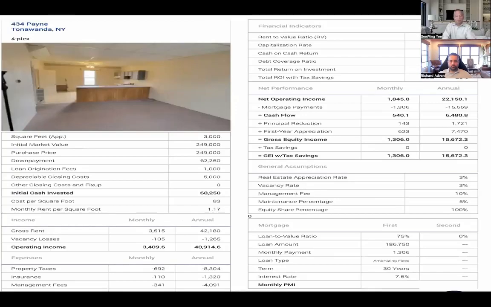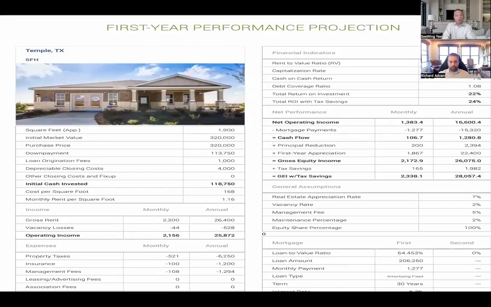Another property in Midwest. This is a fourplex at $249K. The gross rent on all 4 doors is $3,500, 25% down payment at 7.5% interest rate, mortgage rate for investors. See, it's not about the mortgage rate, investor. It's all about the cash flow. So monthly net cash flow, because this is a very high cash flow property market, the net cash flow monthly is $540. And then this one outside Austin, brand new construction, $320K, 25% down payment at 6% interest rate, monthly rent $2,200, monthly net cash flow is $106.